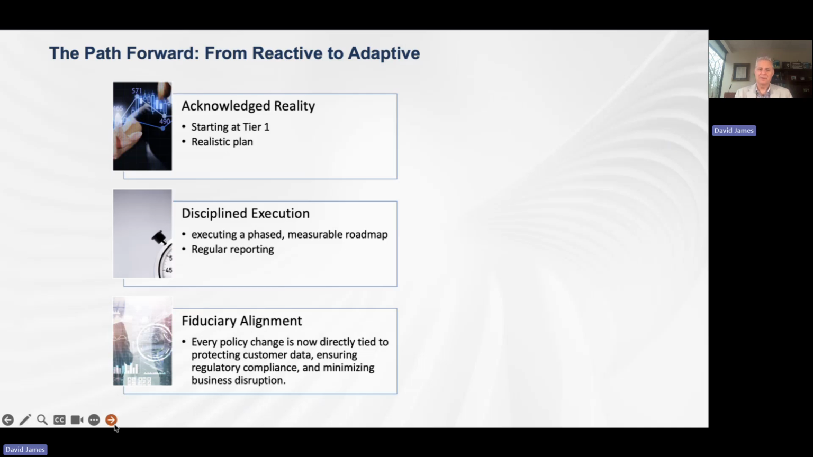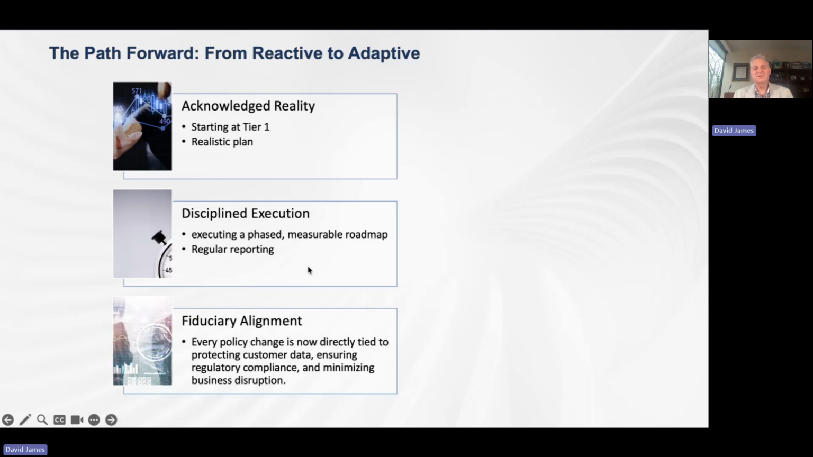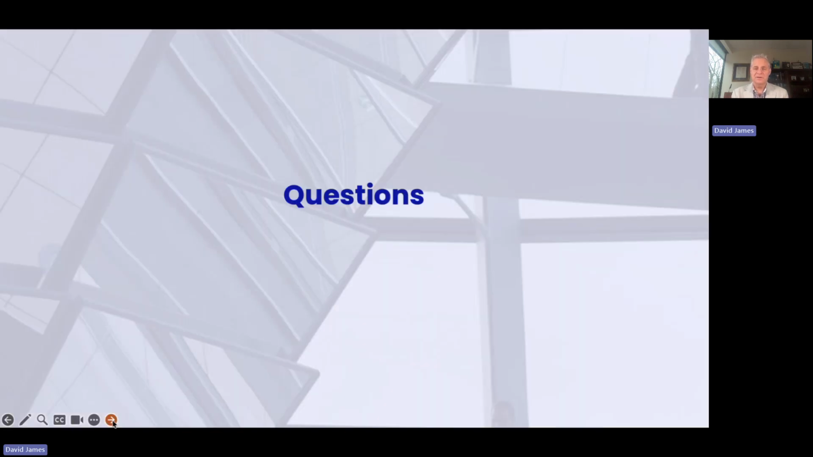We have demonstrated that we've got a phased-in measurable roadmap, and that from the fiduciary alignment, we are aligned with the board to make certain that every policy that we adopt going forward is designed to protect data. And at this point, I will stop and take questions.